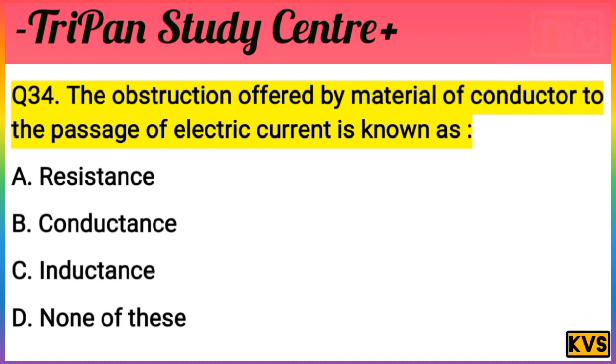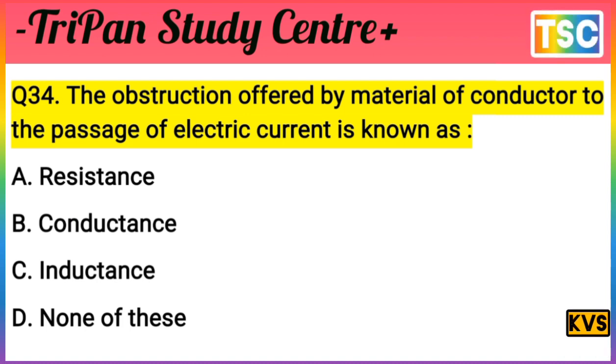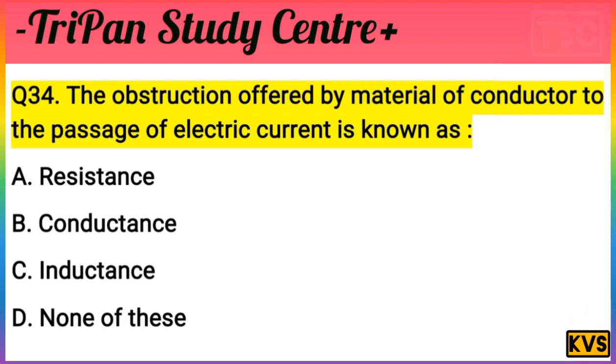offered by the material of a conductor to the passage of electrical current is known as: A, resistance; B, conductance; C, inductance; and D, none of these. That's important, but first of all, write the correct answer in your notebook. You must write the answer in your notebook.